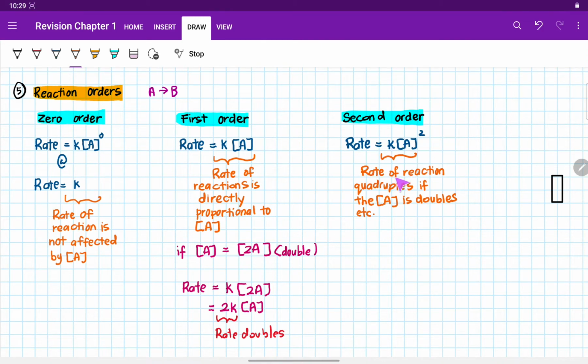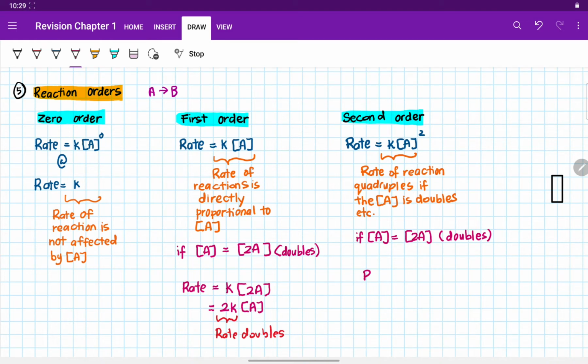So, for second order reaction, rate equals to K times concentration of A to the power of 2. Dan apa yang kita akan nampak dekat sini adalah, rate of reaction quadruples if the concentration of A is double. Okay, apa maksudnya dekat sini? Okay, so again, saya akan gunakan contoh yang sama. So, if the concentration of A is double, maksudnya saya jadikan 2A, so apa yang akan berlaku pada rate of reaction dekat sini? Okay, again, kita akan buat cara yang sama macam kita buat untuk first order tadi.